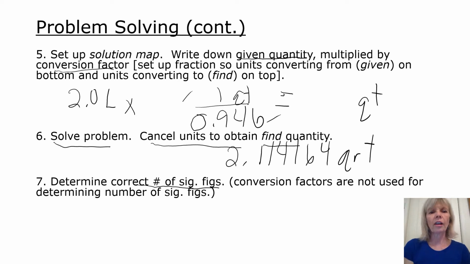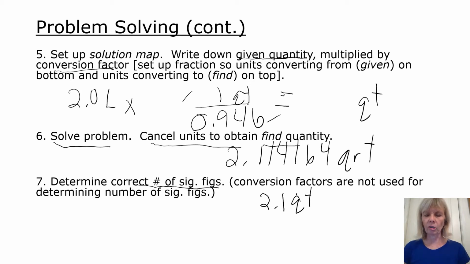Conversion factors are not used for determining sig figs. Those are going to be what are called exact numbers. You're going to use the number given to you in the problem. So 2.0, we had 2 sig figs. Our final answer must have 2 sig figs. So that will be 2.1 quarts. And again, include the units.